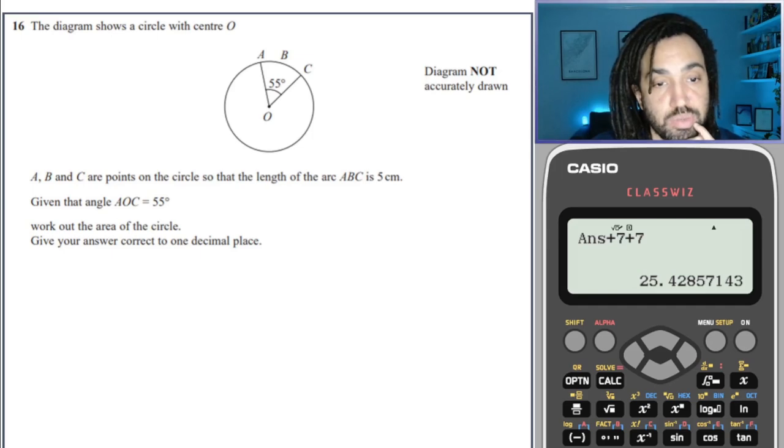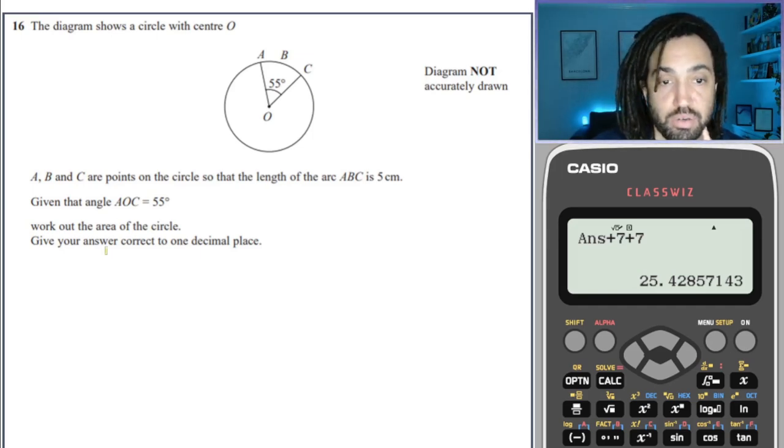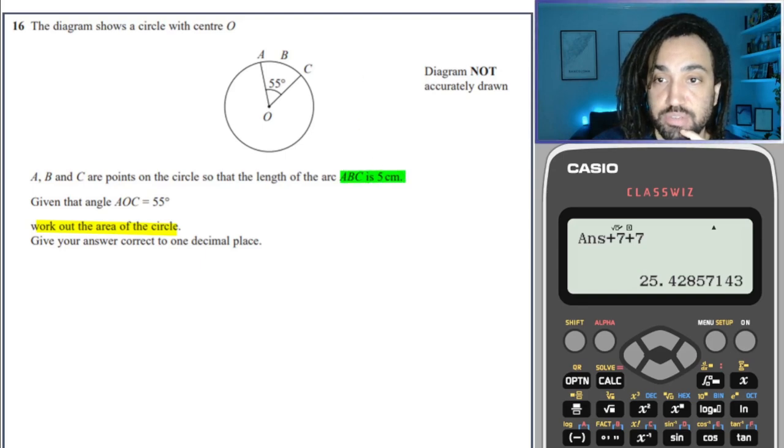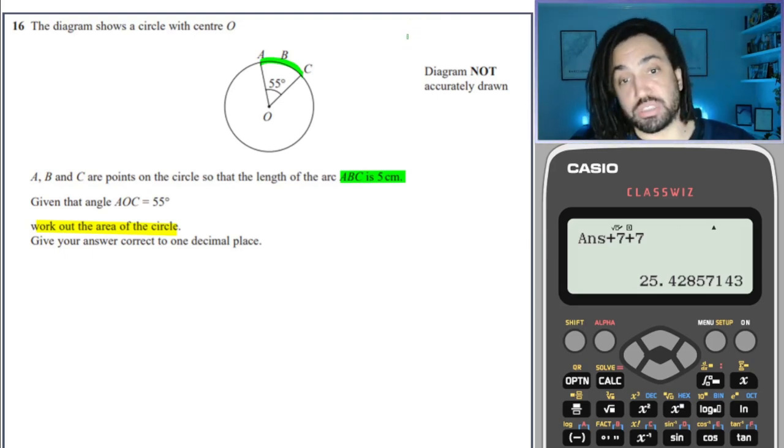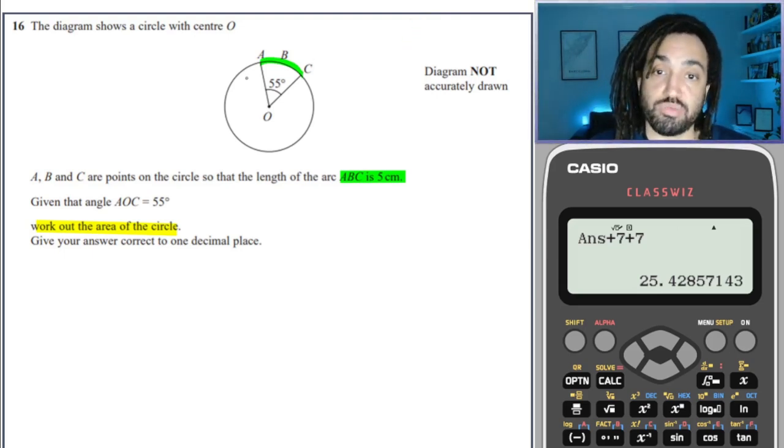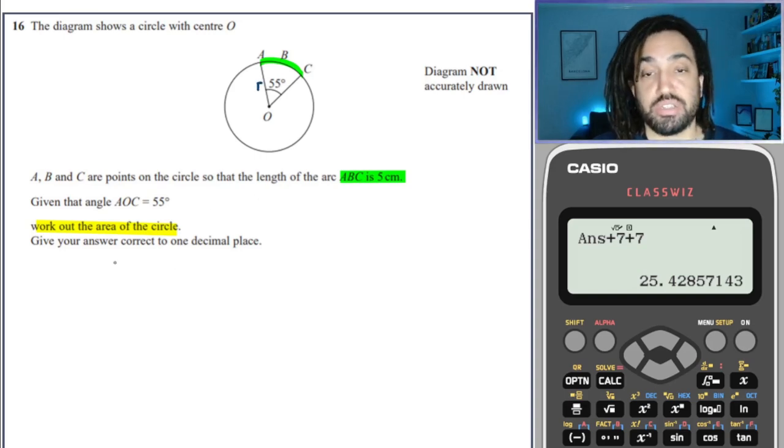Okay, next one asks us to work out the area of the circle. We've got this angle here, and we've also got the arc length, which is 5. So we know this distance in here is 5. So we're going to work backwards to find the radius this time, because we don't know what the radius is.